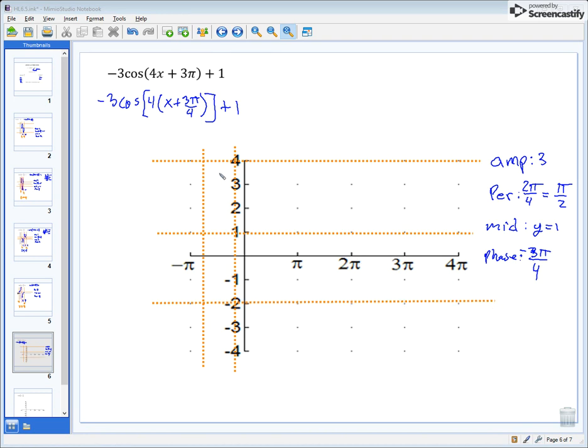So our function needs to fit inside of this piece right here. We are graphing the negative cosine function. And we also need to label our starting point and our ending point. So we started at negative 3 pi fourths. And so if we have negative 3 pi fourths and we add the period to that, so pi halves is the same as 2 pi fourths. So we would end at negative pi fourths.